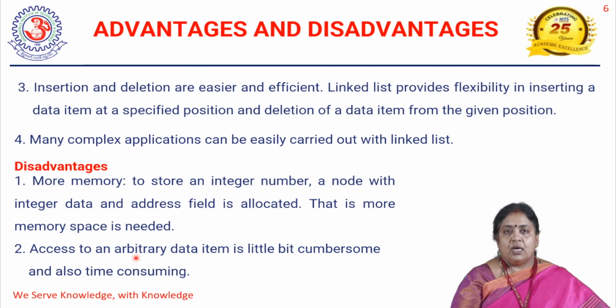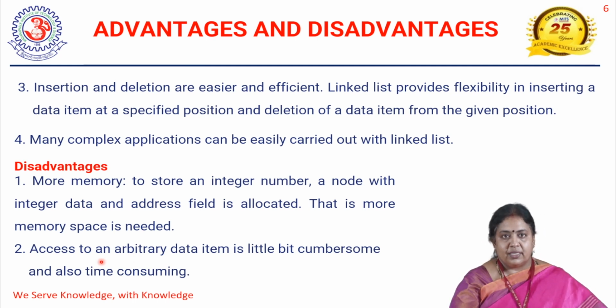Here, the data is allocated wherever the space is available. If you want to access the third element in the list, we have to traverse the chain. First we go to the first node, then using the address of the first node we go to the second node, and using the address contained in the second node we go to the third node. So it is a time consuming process, whereas in an array we can directly access the third element. That is one of the disadvantages of the linked list.